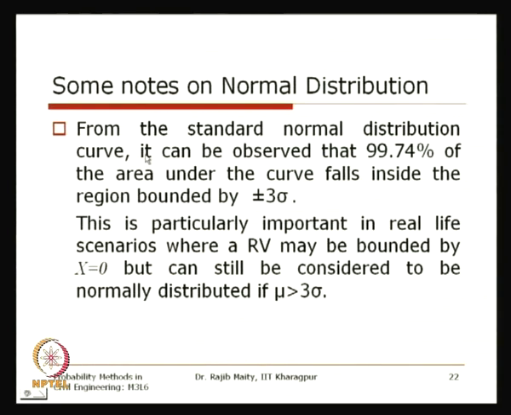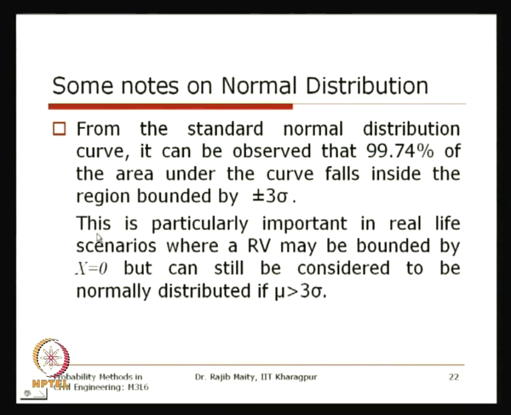So what we have found from this distribution is that, from the standard normal distribution curve, it can be observed that 99.74% of the area under the curve falls inside the region bounded by plus minus 3 sigma. For the standard normal distribution, sigma equals 1. So from minus 3 to plus 3, this much probability, which is almost close to 1, is already covered.